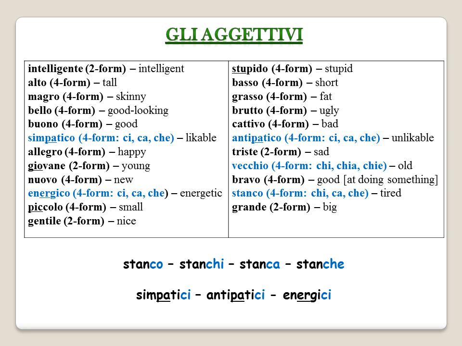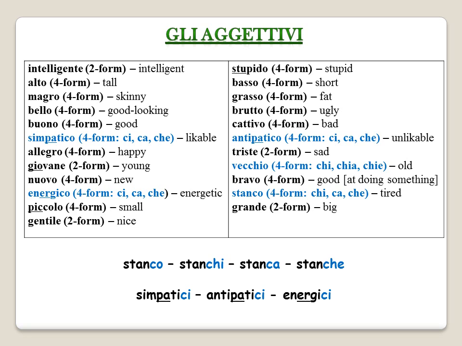Here is a short list of some common adjectives in their masculine singular forms. Let's say them together. Intelligente, stupido, alto, basso, magro, grasso, bello, brutto, buono, cattivo, simpatico, antipatico, allegro, triste, giovane, vecchio, nuovo, bravo, energico, stanco, piccolo, grande, gentile.